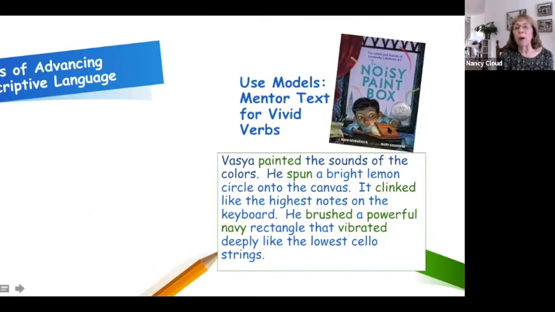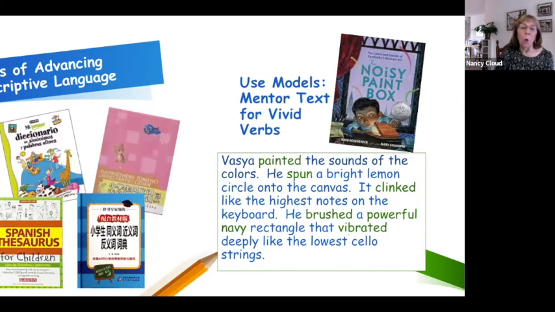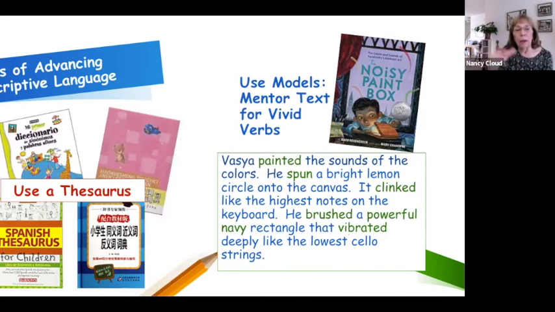I can also model with this story about Vasya Kalinsky, the artist, the wonderful, beautiful verbs that are used in this text. And I can show kids why these are creating vivid images in our brains when we read these particular verbs. Or I can have them go to a thesaurus and find, if they keep writing nice and good and kind, I could have them go to their thesaurus and find some other words. Please, please, please change your words and get out of those boring words.